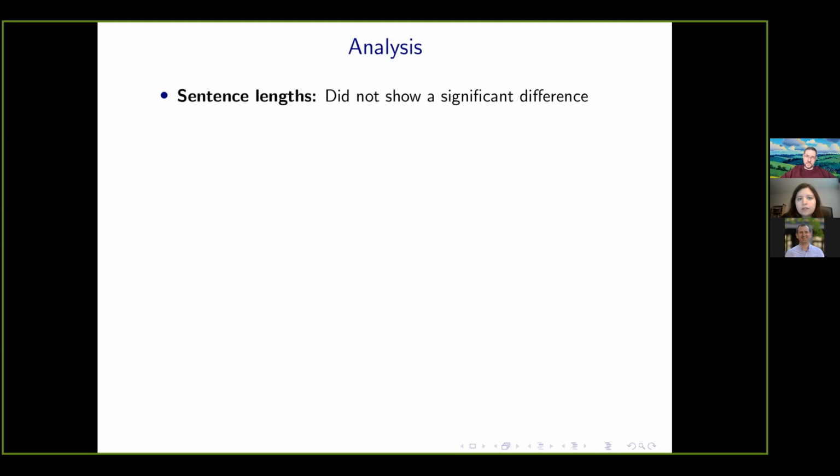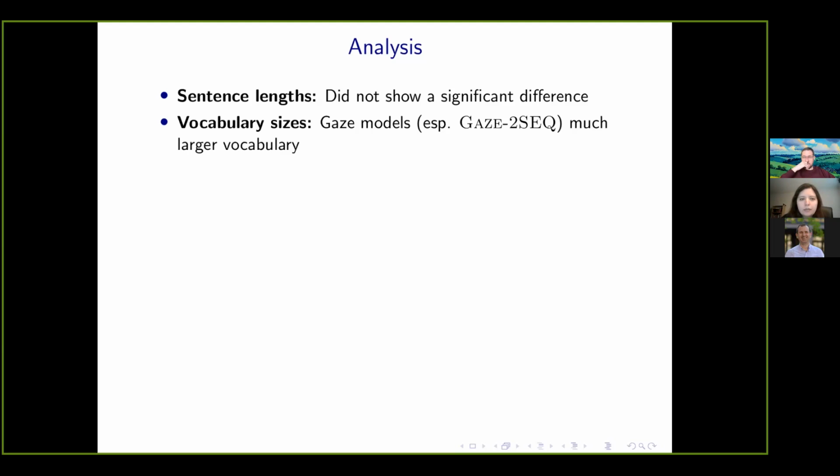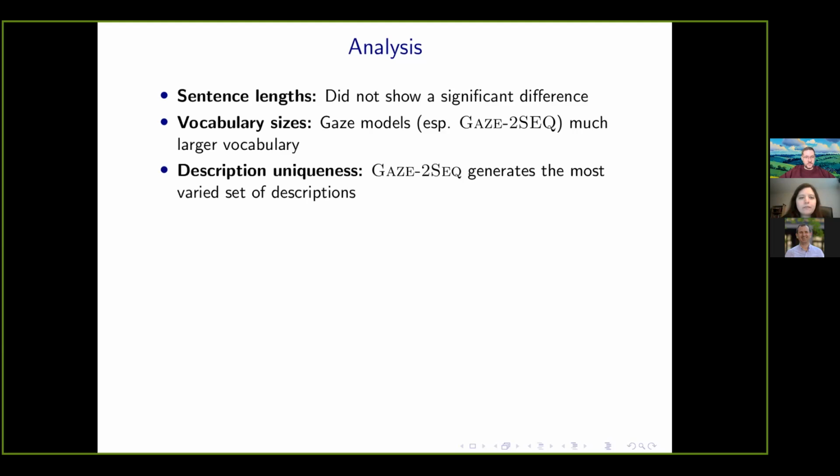We then looked at the test set generations. For every image in the test set, we generated sentences with all of the models, picking the best model per model type. We didn't see a difference in sentence lengths. They mostly had similar sentence lengths, but we see a difference in vocabulary sizes. So the gaze models generated sentences that incorporated a more varied set of words, especially the one with the extra LSTM.